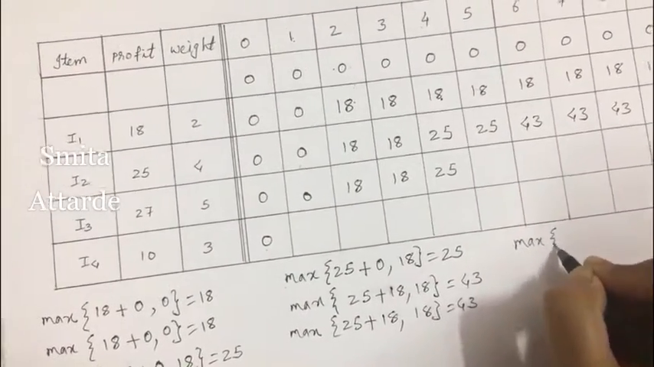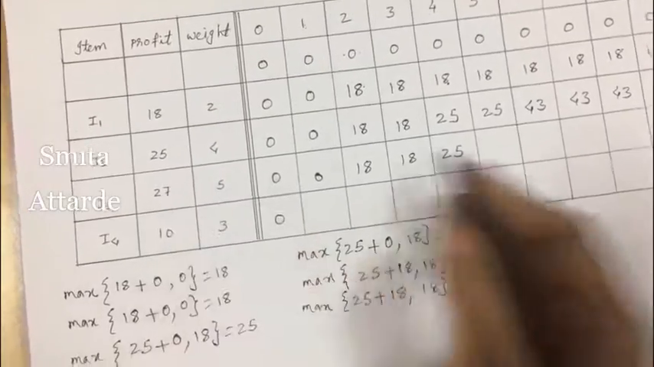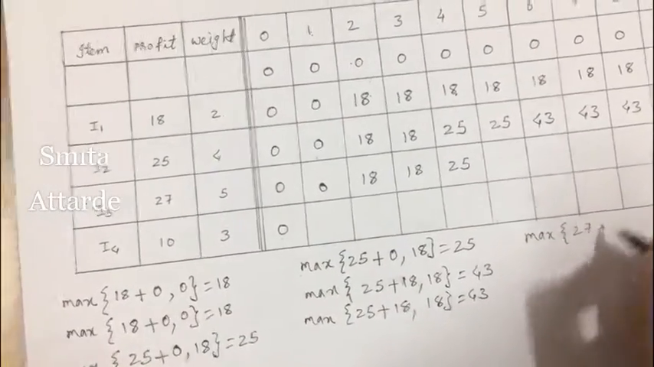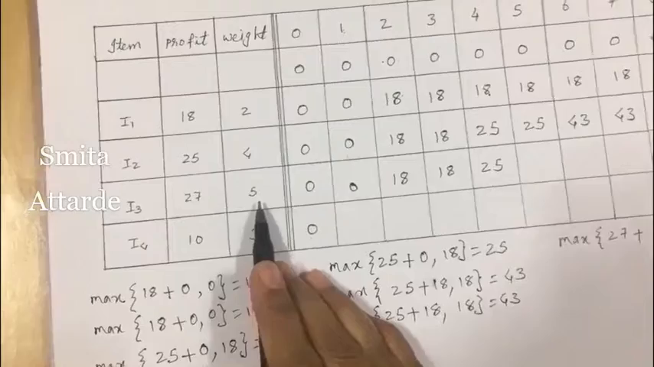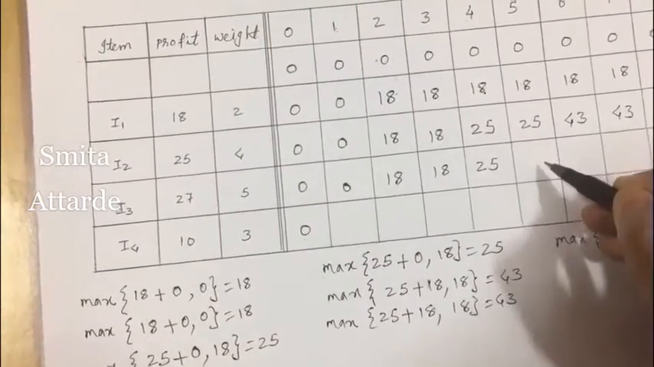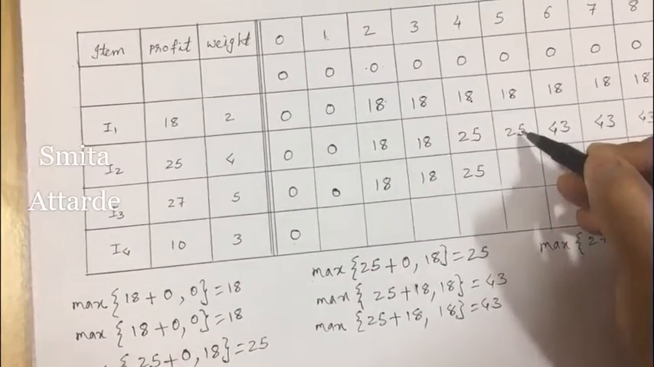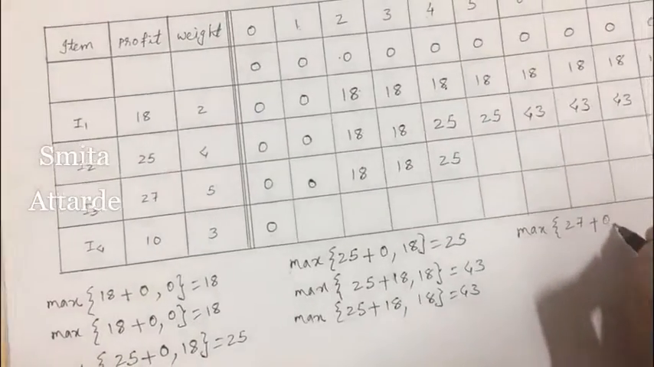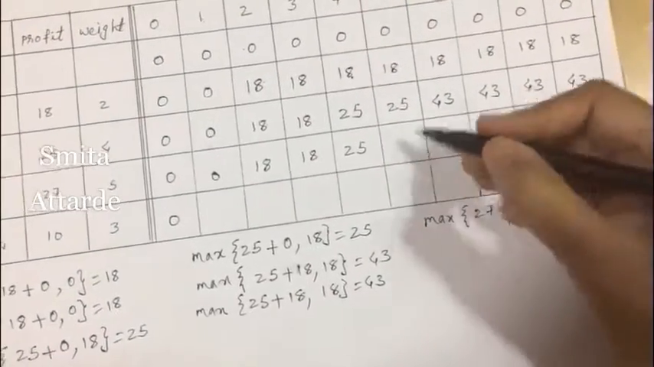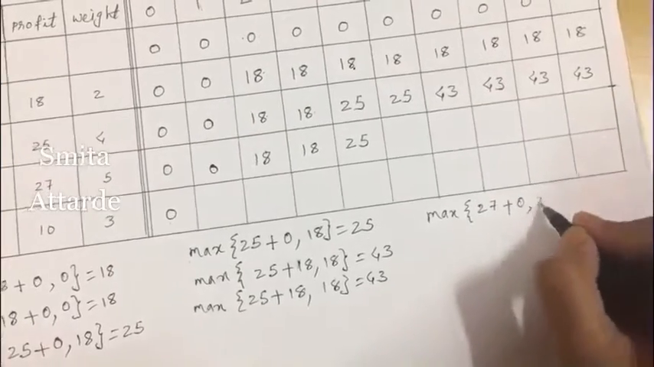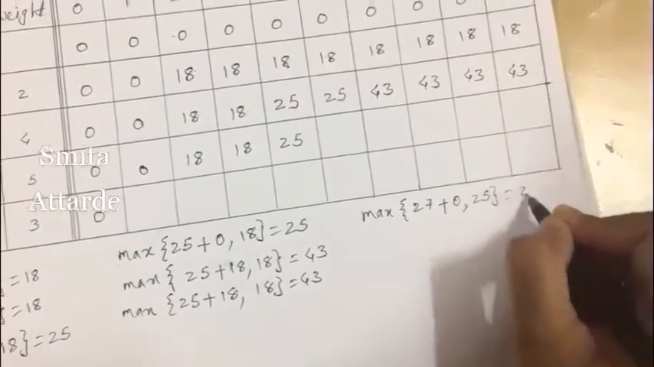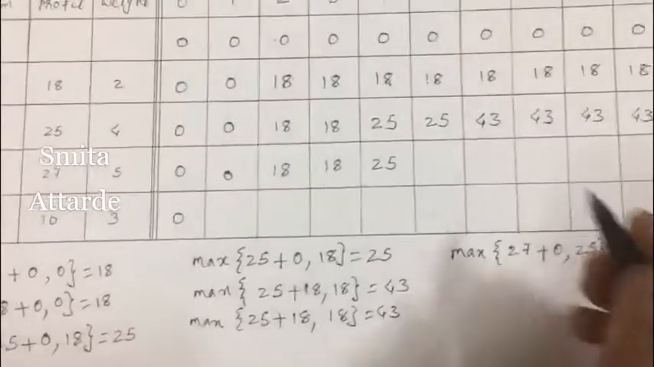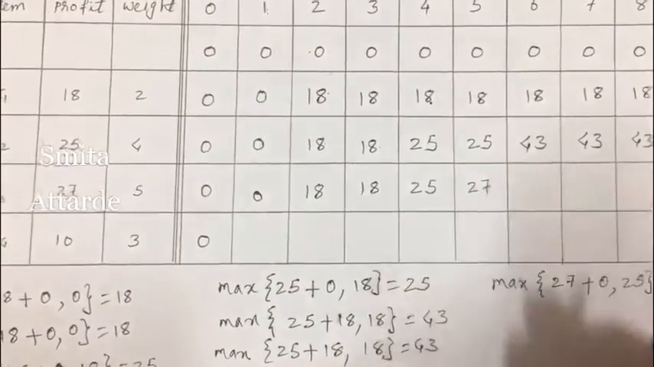profit. Now the profit of this item is 27 plus, what we consider always, the weight of this item is 5. So we go one row above and now 5 steps behind. So 1, 2, 3, 4, 5. So 27 plus 0, comma, the next will be the above value 25. So maximum of this is 27. So I'll write here 27.